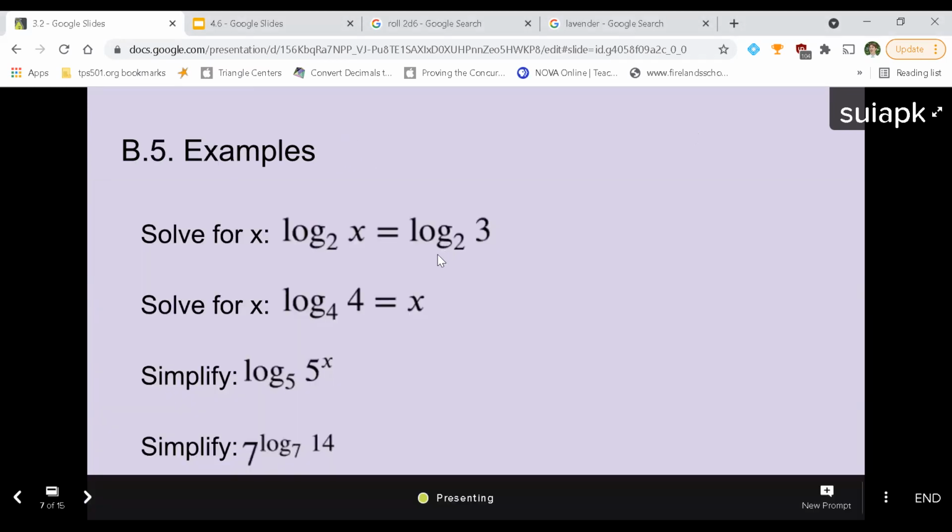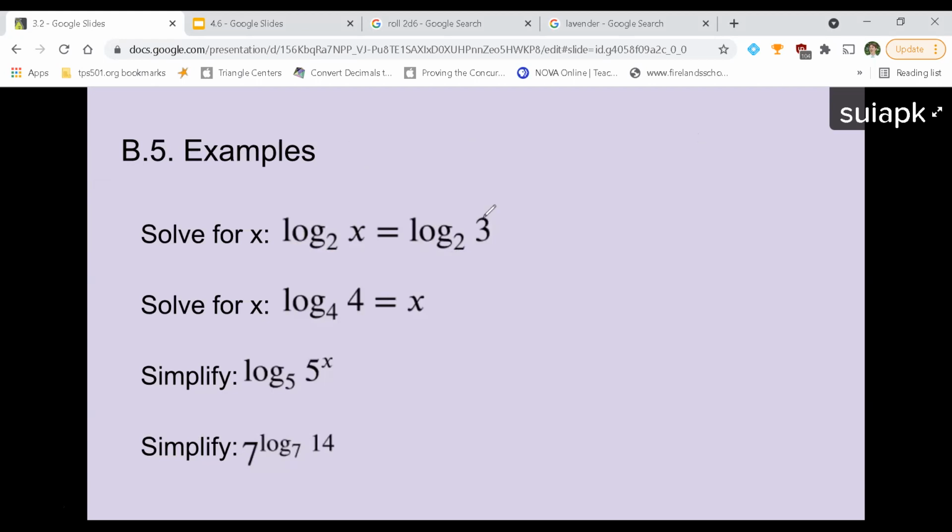All right, so for example, log base 2 of x will equal log base 2 of 3 only when, since the bases match, they're both 2, these values have to match as well. So x is 3. The second one says log base 4 of 4 is equal to x. So again, this is a what-power question. 4 to the what power is 4? 1. So x is 1.